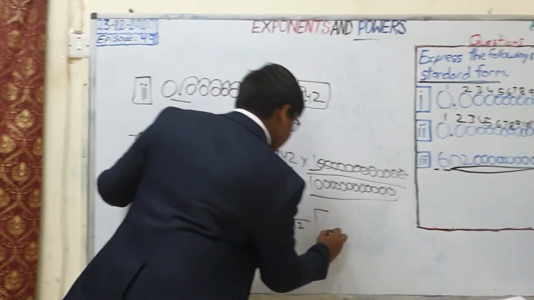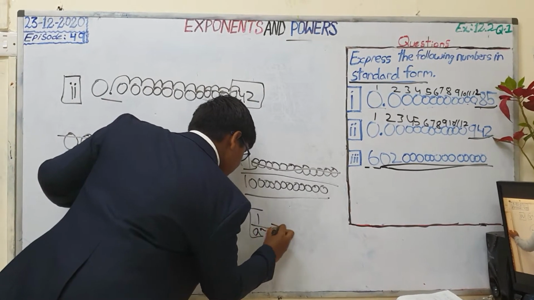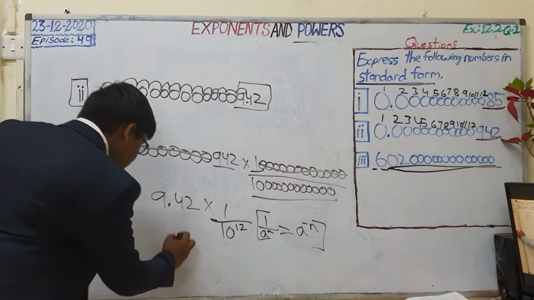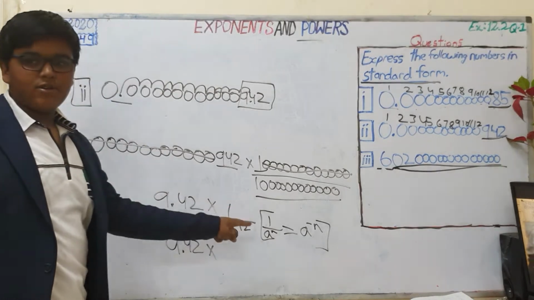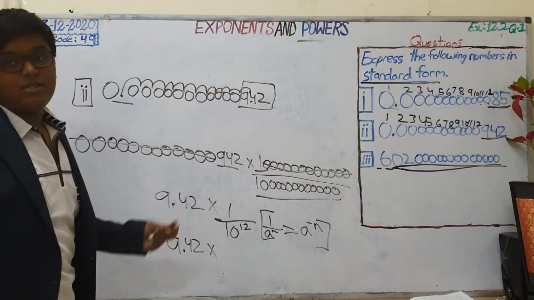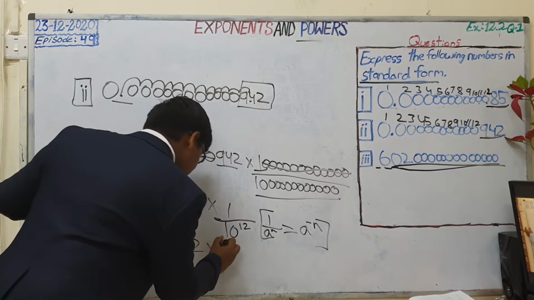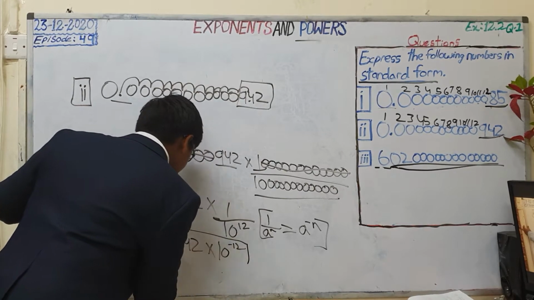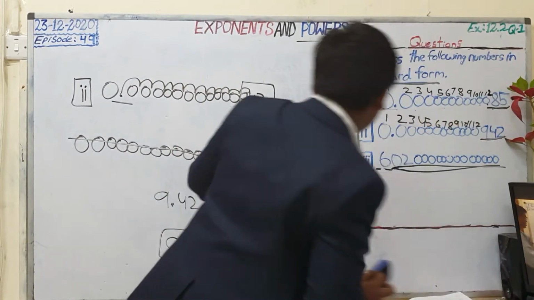Then we'll use the property which we used in our first question, 1 by a raised to the power n is equal to a raised to the power minus n. Now this will be converted into 9.42 into, now this 10 raised to the power 12 will come as the numerator, and the 1 will come as the denominator, but it's not compulsory to write the denominator 1. Then the answer is 10 raised to the power minus 12, and this is the answer for this one. And I will erase this and go for the third one.